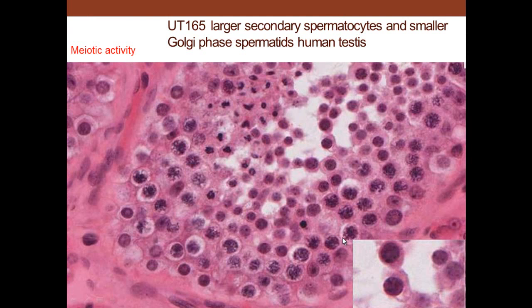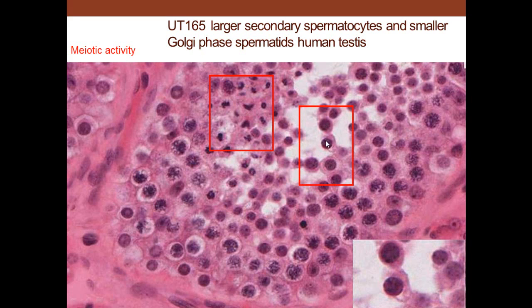So if we want to see secondary spermatocytes, which are hard to find because they're only in one stage of a cycle, what we need to look for is meiotic activity. Meiotic activity, we can see cell divisions occurring there. That is, primary spermatocytes are dividing into secondaries, and then we can see the secondary spermatocytes, which are intermediate in size between the primary spermatocytes and the spermatids.